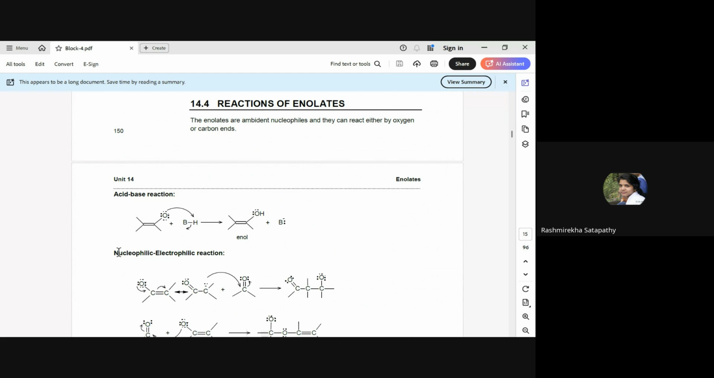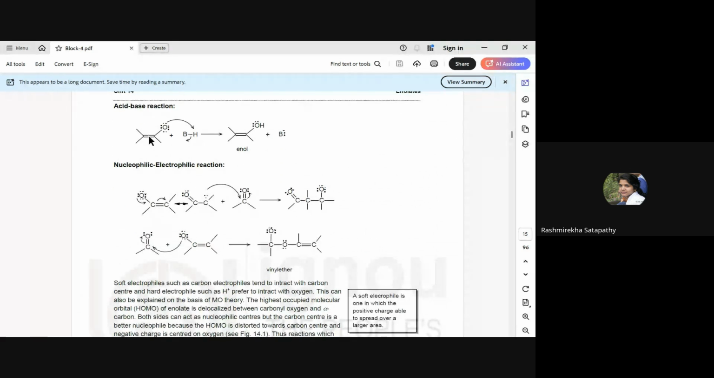So these are the reactions of the enolates. Here one enolate is there in the acid-base reactions. It takes the proton from the base and forms the enol. Then nucleophilic and electrophilic reactions: this is an enolate, and this is the resonance structure of it.